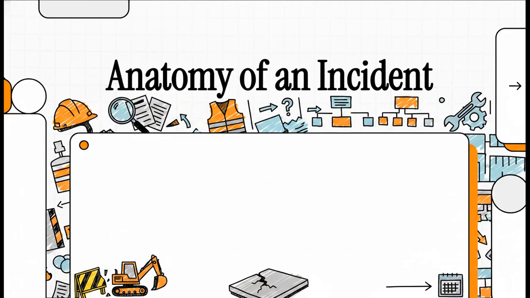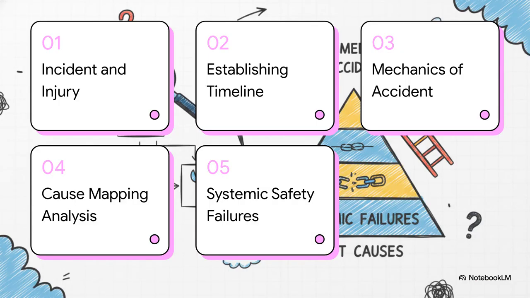Because, as investigators, our goal isn't just to see who got hurt. It's to dig deep and uncover the systemic breakdowns that allowed it to happen in the very first place. So, to understand how a routine floor tile removal ended with a trip to the medic, we're going to walk through 5 steps: the incident and injury, establishing the timeline, the mechanics of the accident, a cause mapping analysis, and finally, systemic safety failures. Let's get right into it.